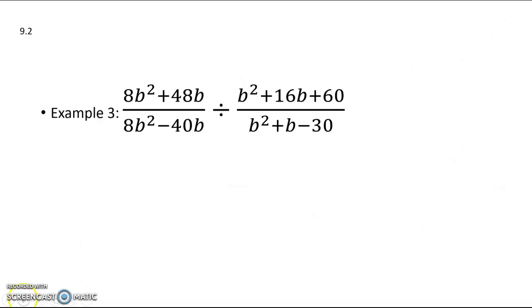Alrighty, so we'll do one more here. Okay, we'll do this next, this one right here. This will be the last example. Example 3, we got ourselves two fairly large-looking rational expressions. Let's go ahead and do our stuff here.